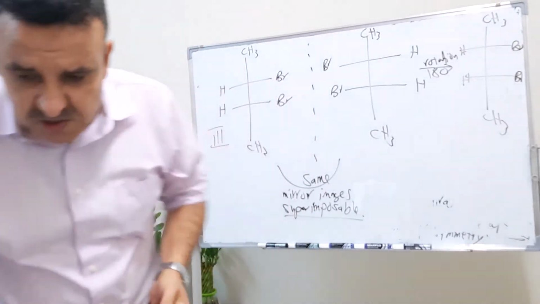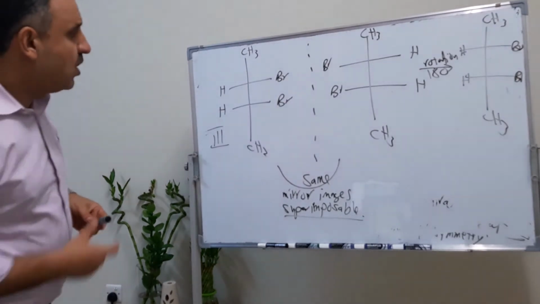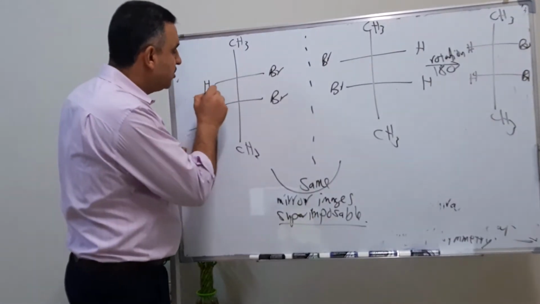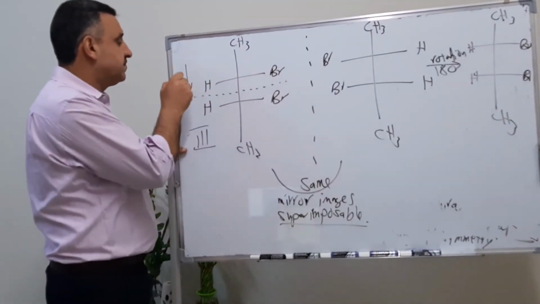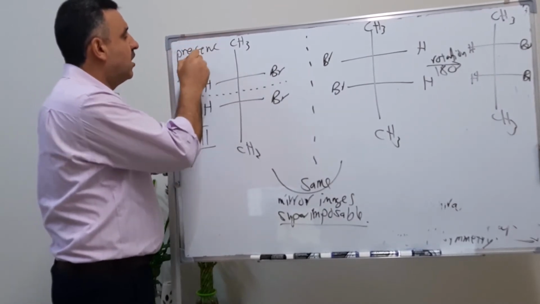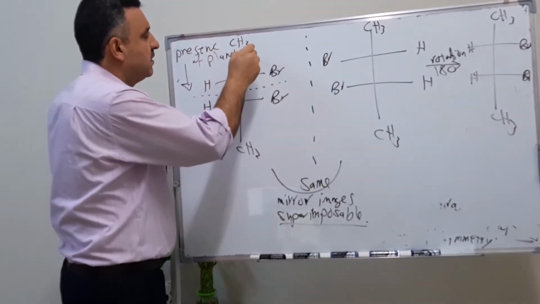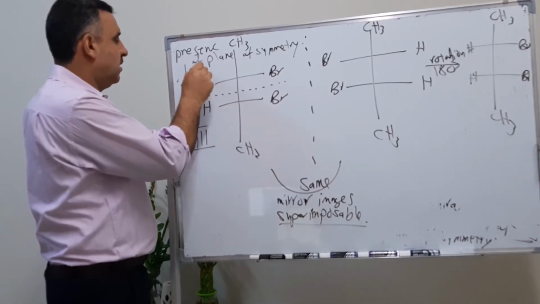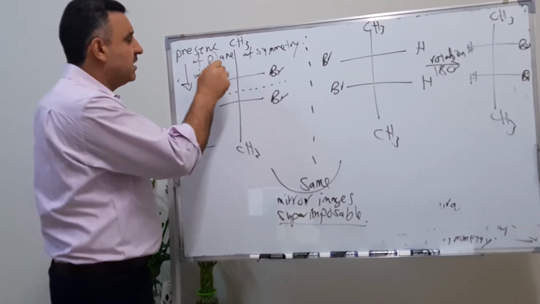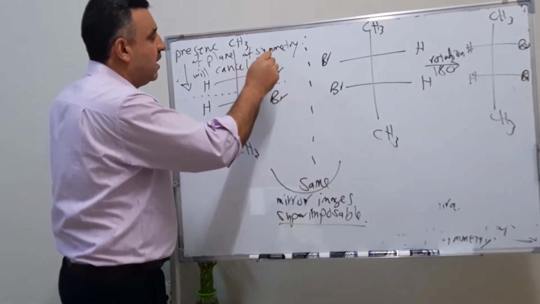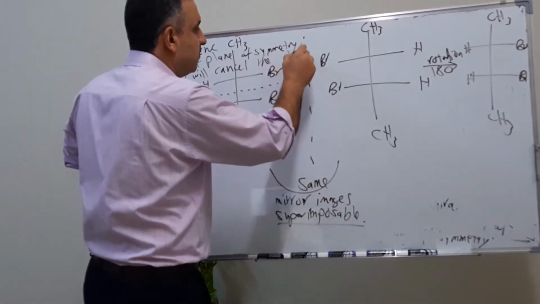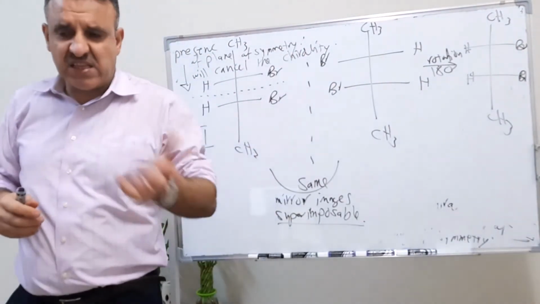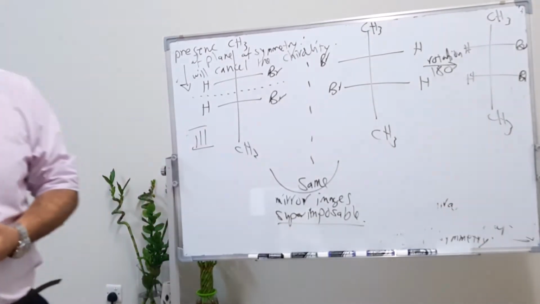Do you follow me? So that's actually why, now you see here, this and that they are superimposable, although they are mirror images to each other, due to the presence of plane of symmetry. Always, the presence of plane of symmetry will cancel the chirality, will damage the chirality. Do you follow me? So therefore, the object and its mirror image are superimposable in this case.